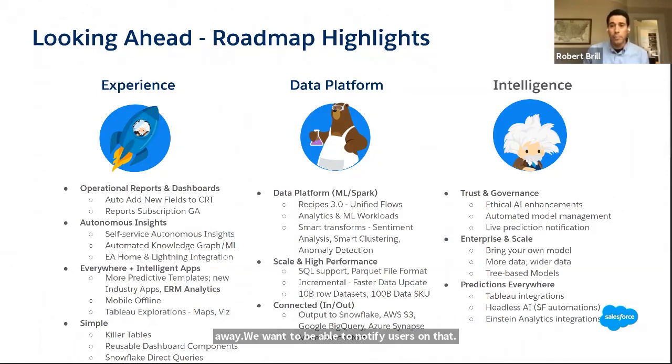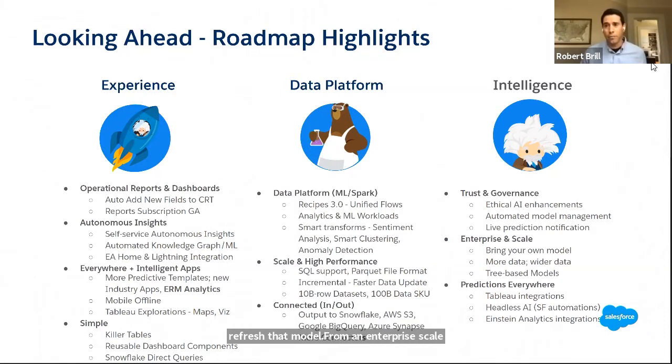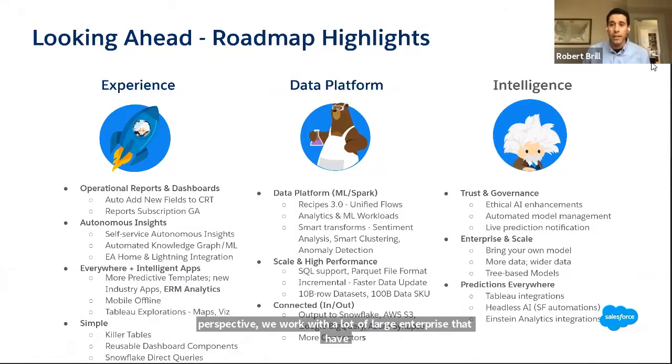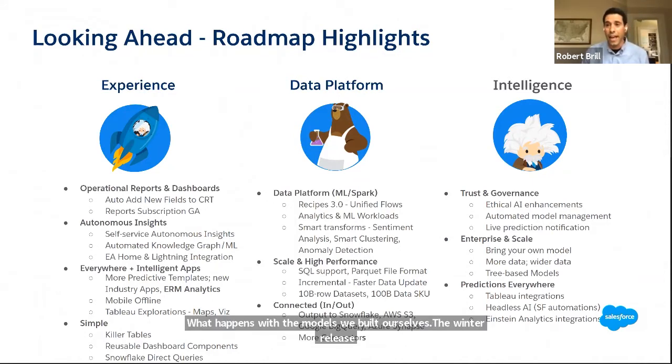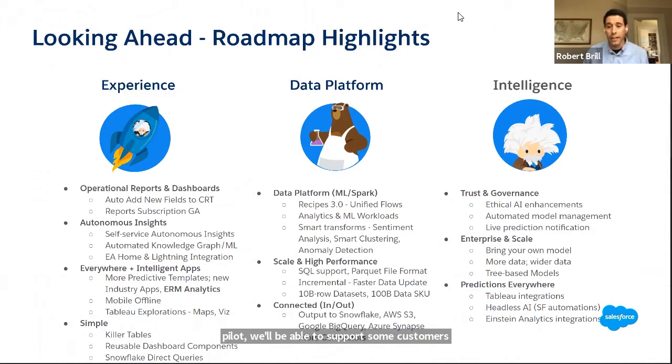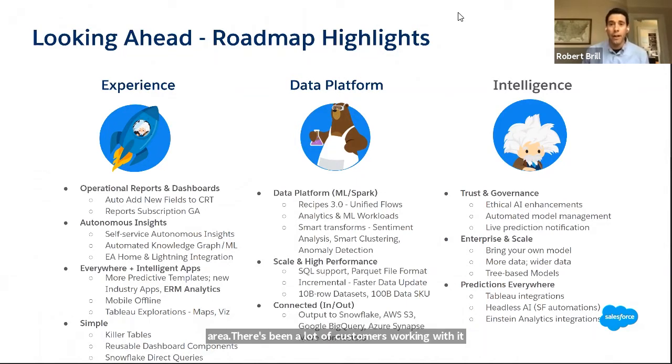From an enterprise scale perspective, we work with a lot of large enterprises that have data scientists. And there's always a question of, do we use Einstein Discovery models? Well, what about the models that we built ourselves? So coming in the winter release, hopefully as a pilot, we'll be able to support some customers' models that they've built. So we're really excited about that area. There's been a lot of customers we're working with that say, hey, I have this model, I want to just use this instead. More tree-based models. So random forest is another very popular modeling technique. It's tree-based. So that's the next one we're looking to support.